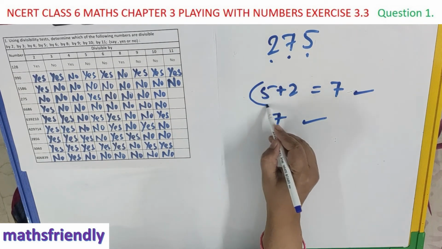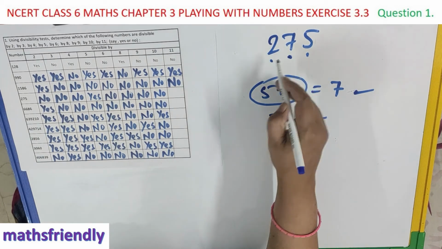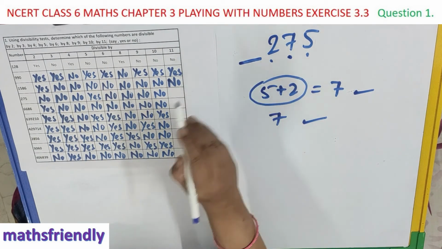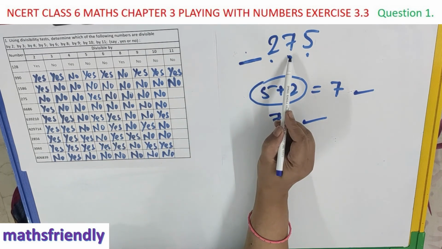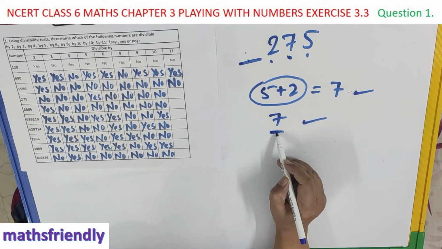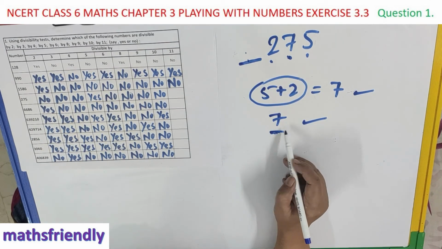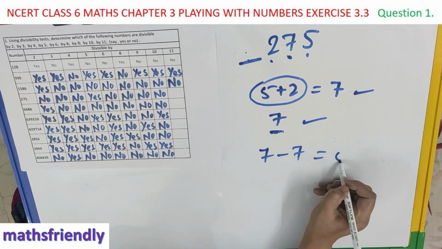The sum of the digits at odd places, and there is only one digit at even places. There is no digit at this place, because this place is also an even place. This is an even place, this is an even place. So there is only one digit at an even place, so we will take only 7. Now we have to find the difference of these two. So 7 minus 7 is 0.